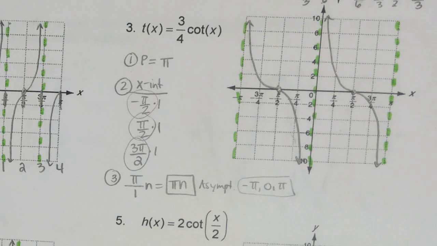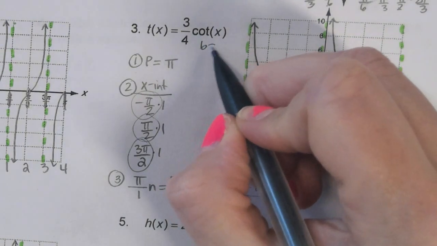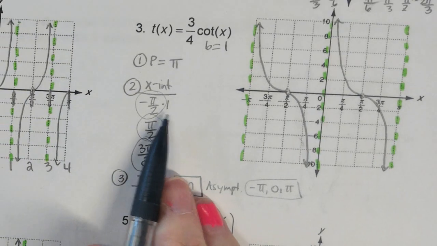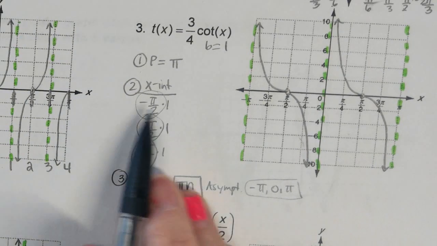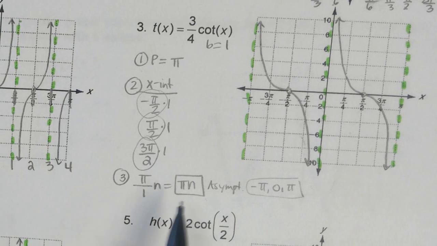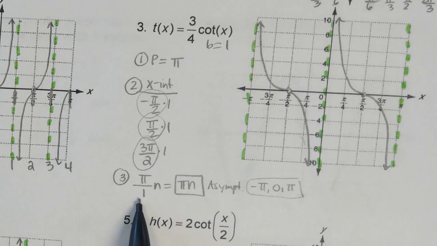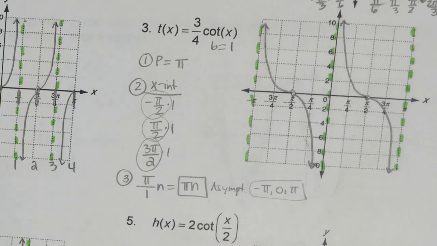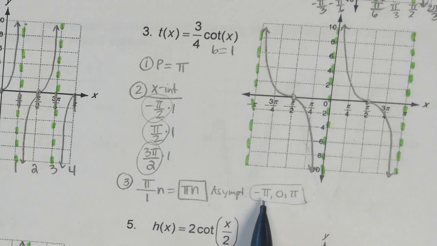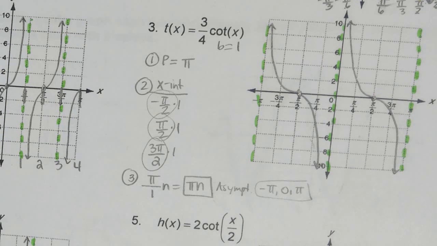Your period is pi because your b value is 1. When you multiply by the reciprocal, if you multiply by 1, you get the same numbers. Okay, the asymptotes for cotangent are pi over b. So this is just pi n. So your asymptotes are at negative pi, 0, and pi.